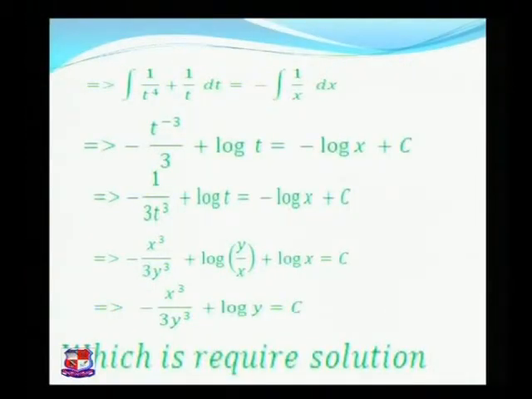Okay, here if I put t is equal to y by x, then I will get minus x cube upon 3y cube plus log y by x plus log x is equal to c, and the final solution is minus x cube upon 3y cube plus log y, because here log y upon x plus log x, that is equal to log y, is equal to c, which is our required solution, right?